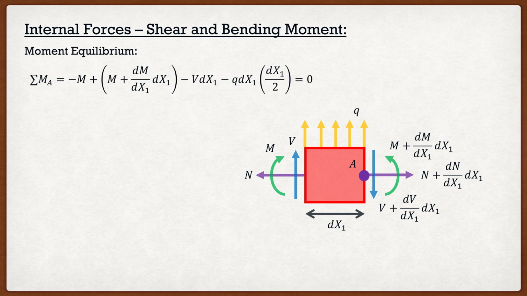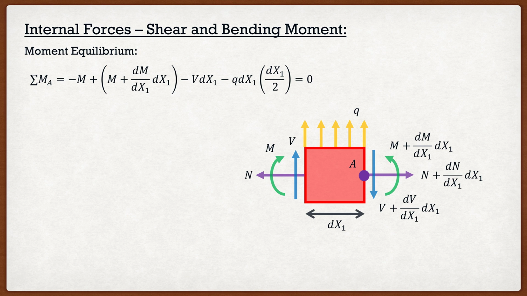What I'm going to do is take the moment of the same section. The section didn't change at all, but I'm just going to take the moment around that point A there. Again, it's a static case, therefore the moment is going to be equal to 0. So it's very simple. We have a negative moment because of the moment on the left, plus the moment plus the change in moment over dx on the right, minus our shear times the distance dx1, minus our distributed load, which in force form is going to be q times dx1, multiplied by its moment arm, dx1 divided by 2, and of course everything is going to be equal to 0.